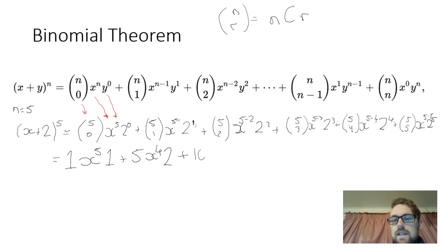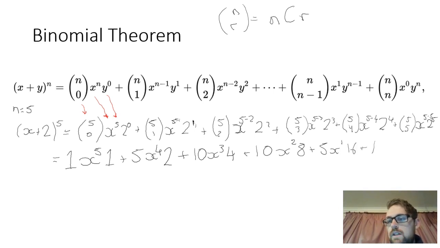So 5 choose 2 is 10, x to the power of 3 times 4. Plus, again, that will be 10, x to the power of 2 times 8, plus 5, x to the power of 1 times 16, plus 1, x to the power of 0, and that will be 32. All right, so what we can do now again is simplify a little bit further.